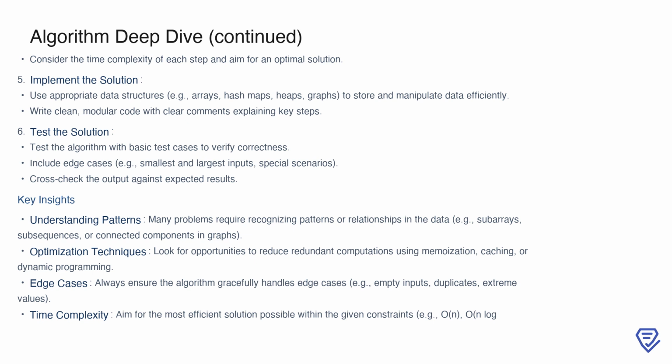Recognizing patterns in the data, such as subarrays or connected components, can lead to efficient solutions. Optimization techniques, like memoization or dynamic programming, help eliminate redundant computations. Always account for edge cases and aim for the most efficient solution in terms of time complexity, such as O(n) or O(n log n), depending on the problem's requirements.